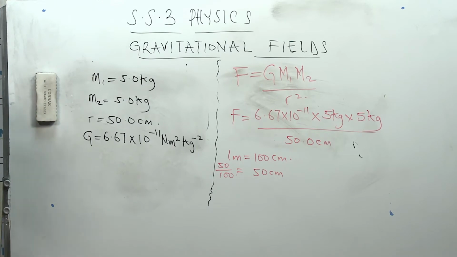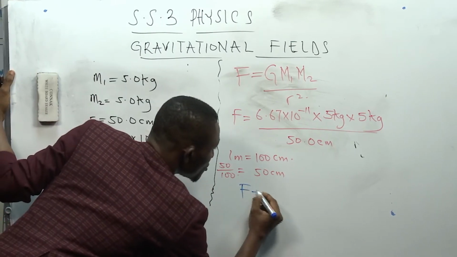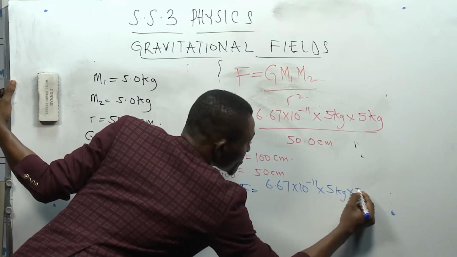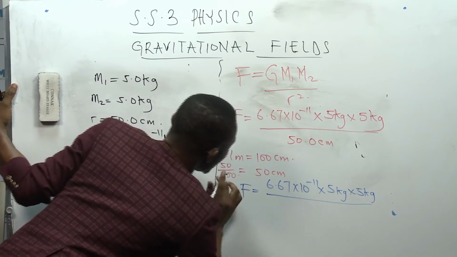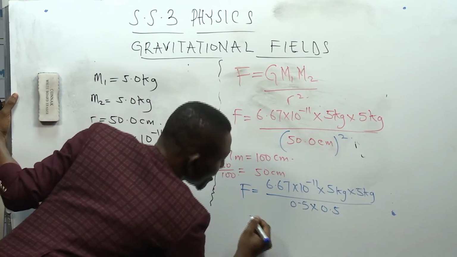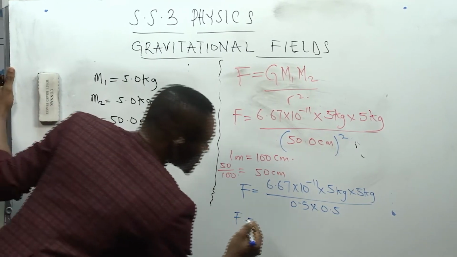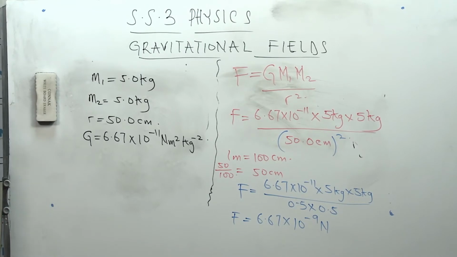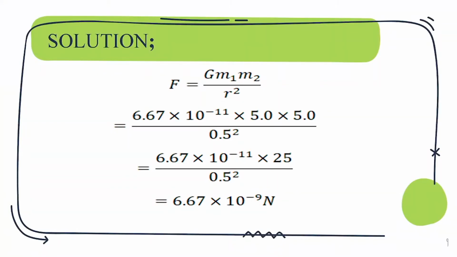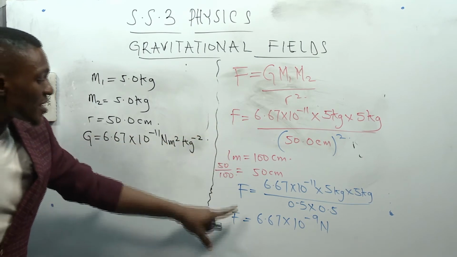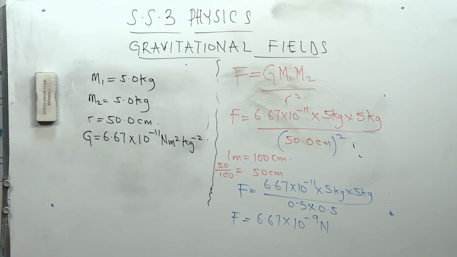So that we now have our F equal to 6.67 times 10 to the power of minus 11 times 5 times 5, divided by 0.5 times 0.5. And if we do this, we are going to have F equal to 6.67 times 10 to the power of minus 9 Newton. So if we have two masses, m1 5 kg and m2 5 kg, separated by 50 centimeters, their force of attraction will be equal to 6.67 times 10 to the power of minus 9 Newton.